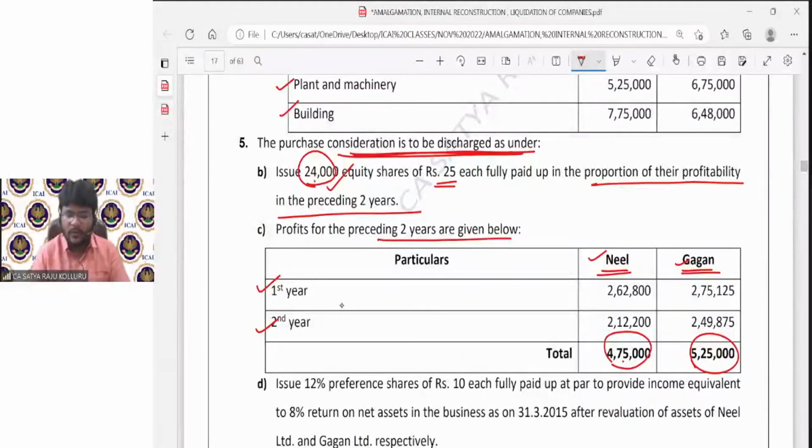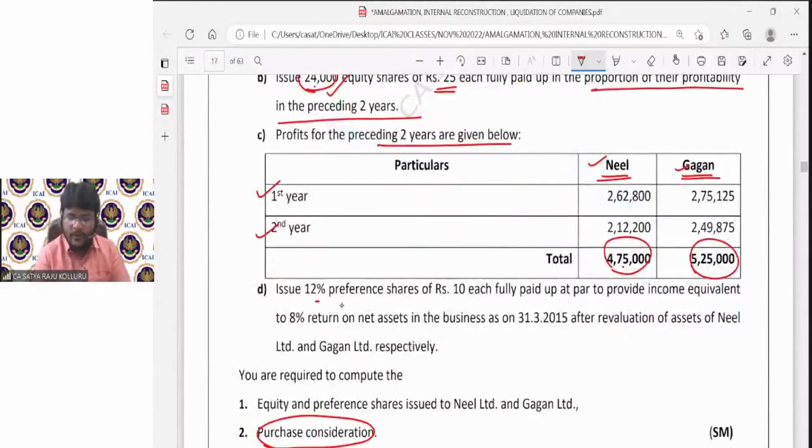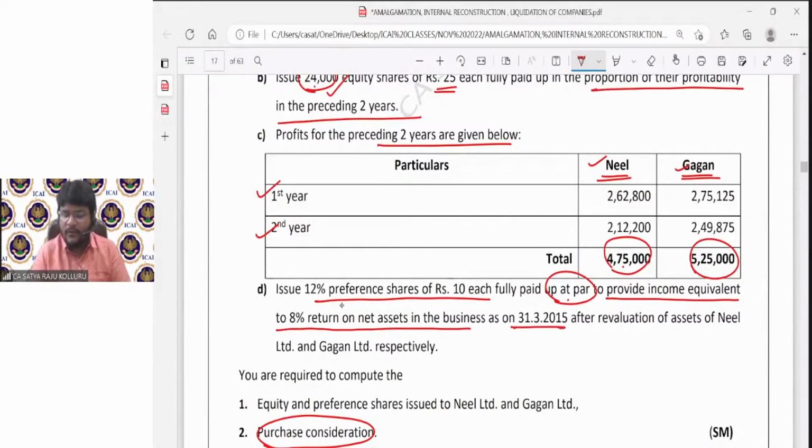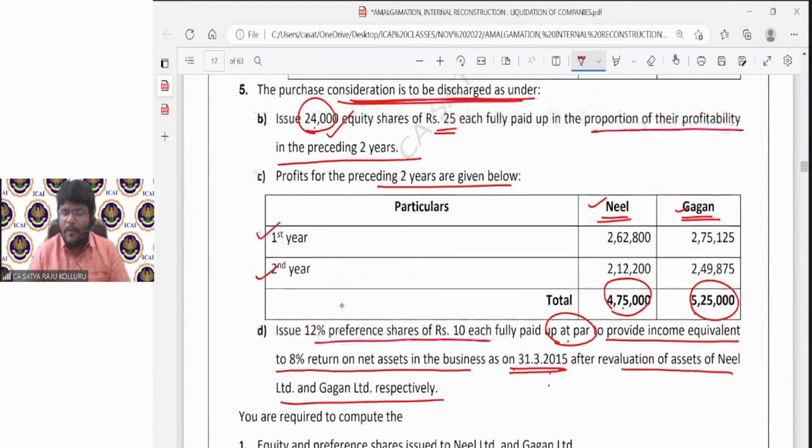That is the information he is providing. Next, issue 12% preference shares of rupees 10 each, fully paid up at par to provide income equivalent to 8% return on net assets in the business as on 31st March 2015 after revaluation of assets of Neil Limited and Gagan Limited respectively. Sir, amount payable in the form of equity shares to Neil Limited, Gagan Limited, we understand. But how many 12% preference shares, or how much worth of 12% preference shares we need to issue to Neil and Gagan Limited, was prescribed in point number D, but we can't understand that point, sir.